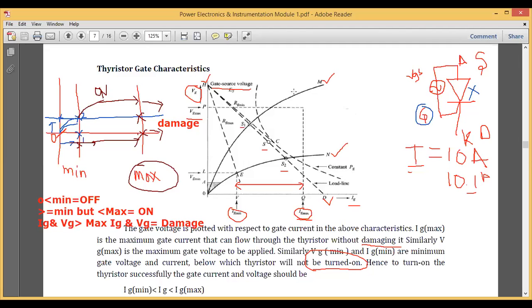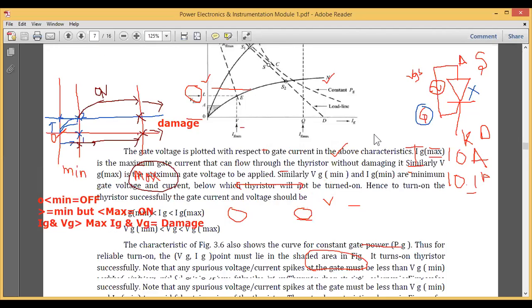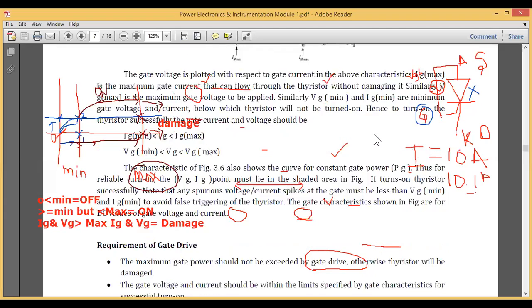But if you consider these two, current and voltage, to be less than the required minimum value, then your device will never turn on. To turn on your device, it should be at least equal to the minimum and less than the maximum value. Then it will be on for that particular range of current and voltages. So this is how the gate characteristics of SCR work.